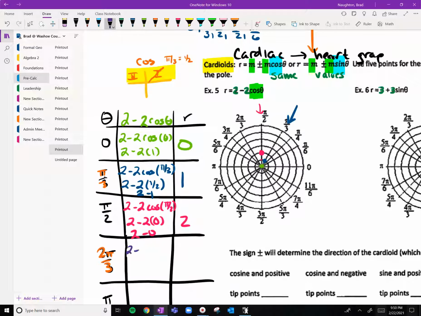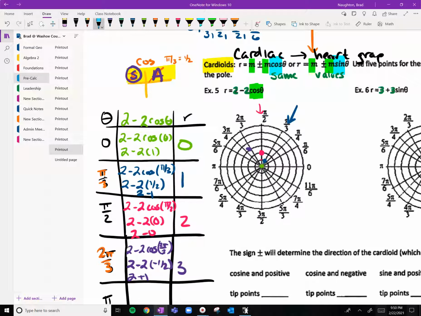All right, so 2 minus 2 cosine 2 pi over 3, lots of unit circle review stuff. So this is 2 minus 2 times a negative 1/2. Why is it negative? We're in this quadrant. Remember, it goes All Students Take Calculus. So when that's circled S, remember that means our cosine is negative. So this is why that's a negative 1/2 right there. A negative times a negative is going to make this a positive, so 2 plus 1 is going to give me 3. So we'll go ahead and go 1, 2, 3.